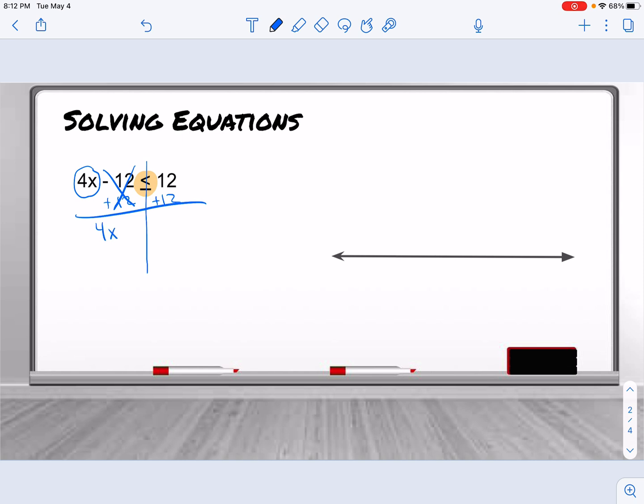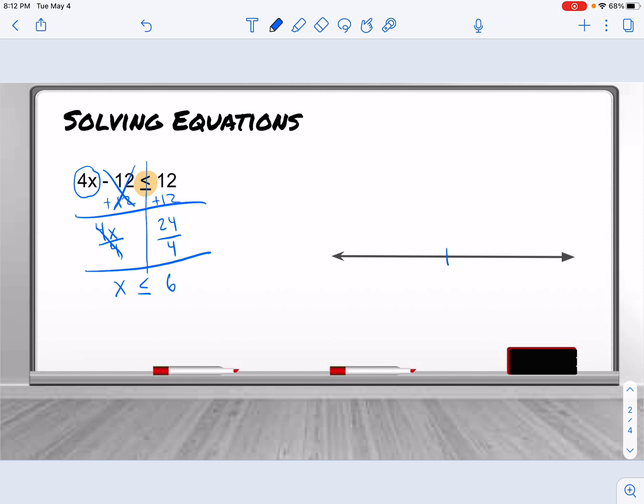So we have our 4x left. 12 plus 12 is 24. 4x means 4 times x, so to get rid of times, or multiply, we divide both sides by 4. That's going to leave us with 1x. 24 divided by 4 is 6. Then we use our same symbol. So we have x should be less than or equal to 6.